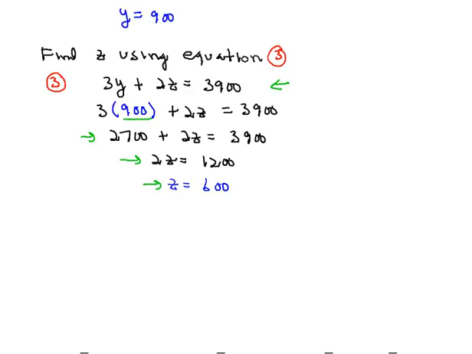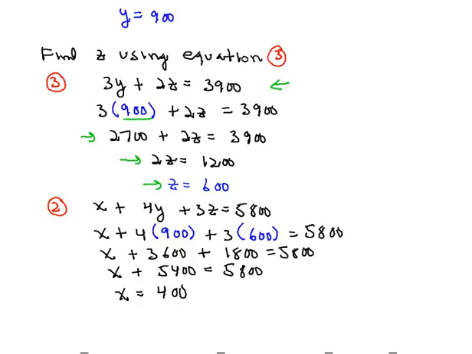Now I think finding x will be easiest if we go back and use equation 2. Now equation 2 is the equation x plus 4y plus 3z is equal to 5,800. So in the equation we'll replace the y with 900 and the z with 600. Then simplifying, we have x plus 3,600 plus 1,800 is equal to 5,800. And adding the constants, we end up with x plus 5,400 is equal to 5,800, or x is equal to 400. So what we'll do next is to write a sentence answering the question posed by the problem.